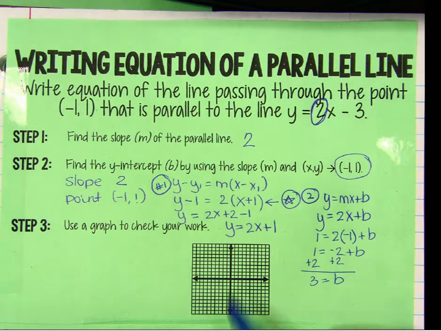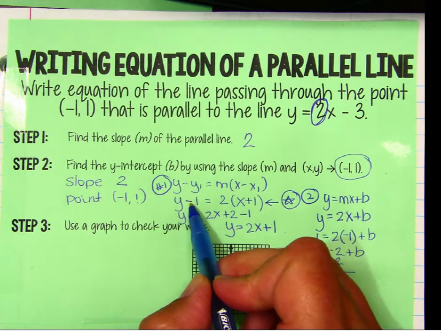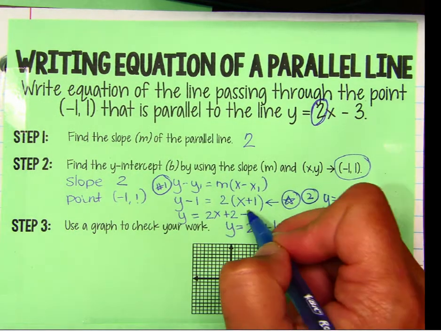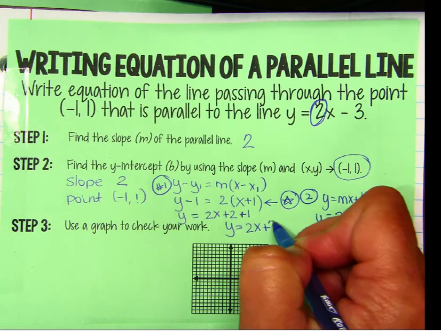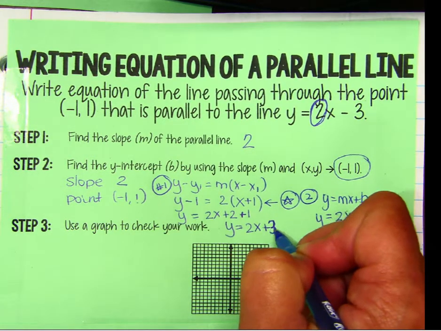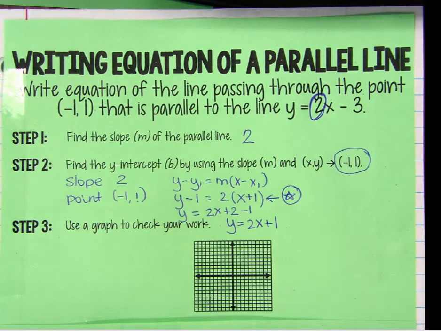All right, so just really quickly up here, when I bring this 1 to the other side, I have to add it. And so then my y-intercept turns out to be a positive 3. All right, so that's choice number 1.